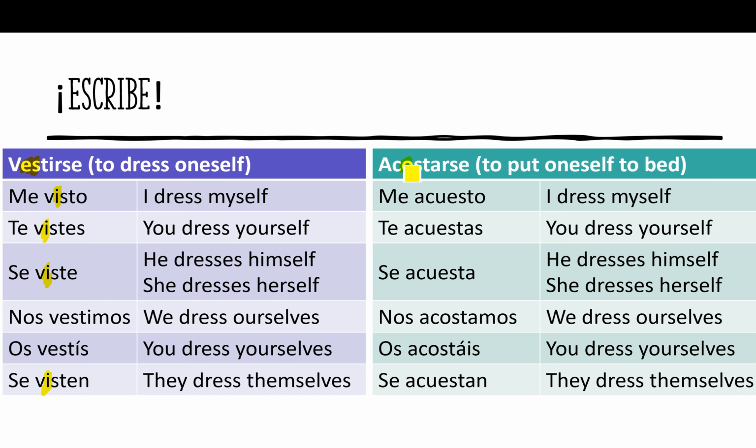Acostarse is an O to UE, meaning the stem changes to UE for I, you, he and she. Nosotros and vosotros stay the same. So do copy these down and be aware of them when you are using them, por favor.